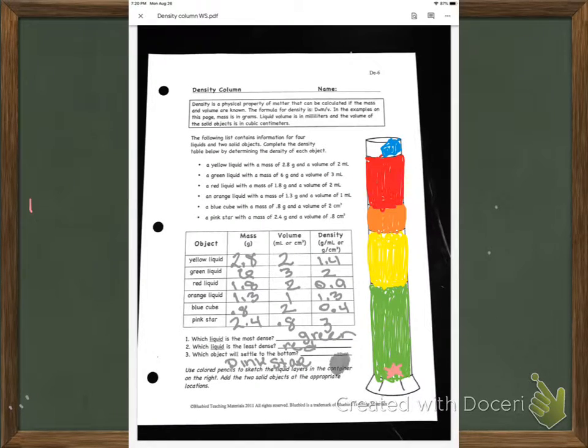In this last one, this activity went over a density column. Pardon my poor cube, that blue blob up there. I found the density for each thing, figured out where it would sit in the graduated cylinder. Remember, we did this demo in class, sort of. And then we've got some examples.